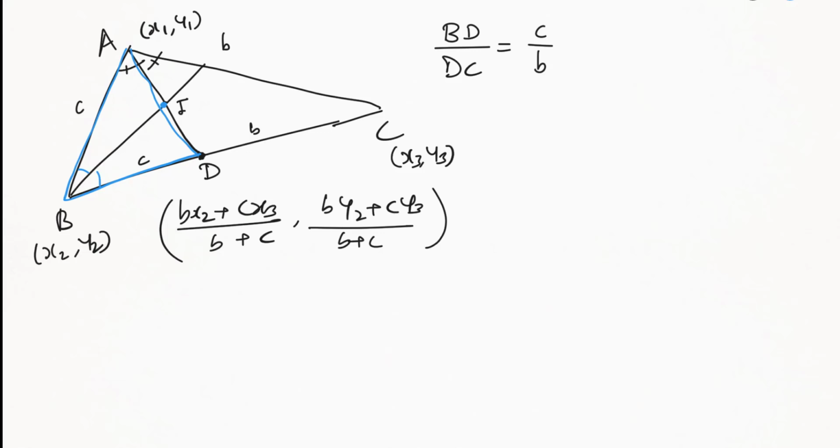This is also an angle bisector. So this ratio will be related to the side lengths AB and BD, right? In this triangle, AB we already know, BD we don't know, but BD we can easily figure out. How to figure it out? Let's do that quickly.